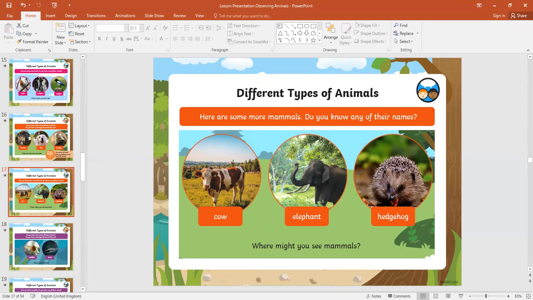Do you know any of the names? This is a cow, this is an elephant, and this is a hedgehog. Where do you think you might see mammals? Have a little think. You can pause the video.